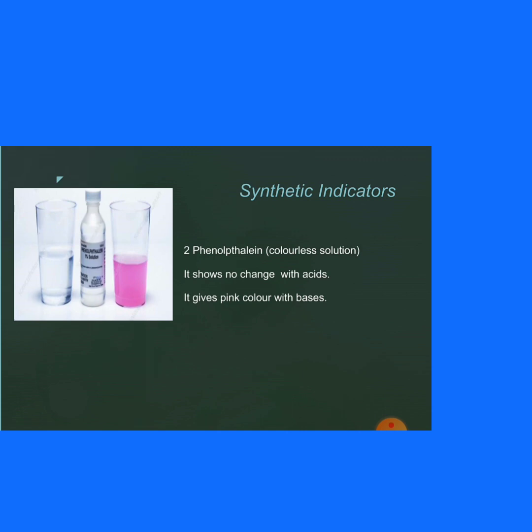Now child, another synthetic indicator is phenolphthalein. Phenolphthalein is a colorless solution. It is a man-made dye and it is an organic compound, and it has no change with the acid. You can see the left beaker or glass, that is basically an acid which is not showing any change in color with phenolphthalein. Whereas the second glass is having a base, it changes into pink color with phenolphthalein.